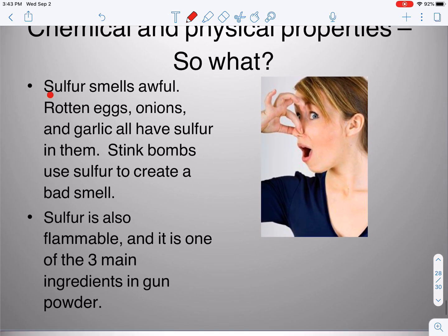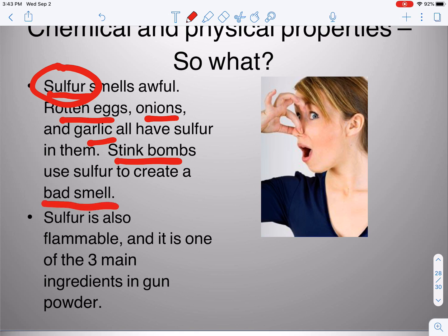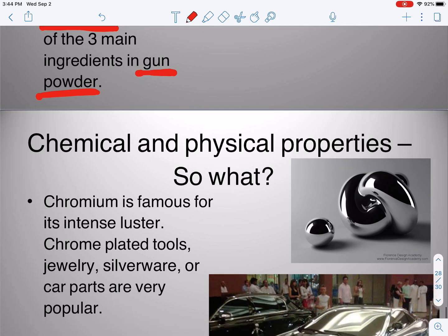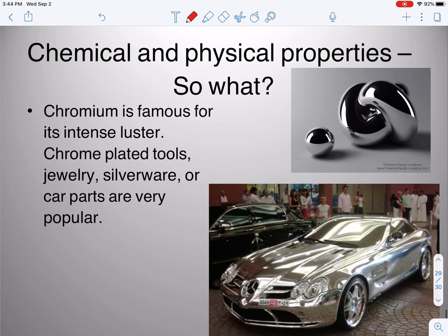We'll be using sulfur throughout the year, but hey, sulfur is found in rotten eggs and onions and garlic, and that's why it has this awful smell to it, because sulfur has a stinky smell to it. If you ever use a stink bomb, which you shouldn't be using in school ever, you get that horrible smell. It's because of that sulfur that's in it. Sulfur is also very flammable, and that's why it's used in gunpowder, for example. Again, knowing chemical and physical properties of substances helps create all these things around us.